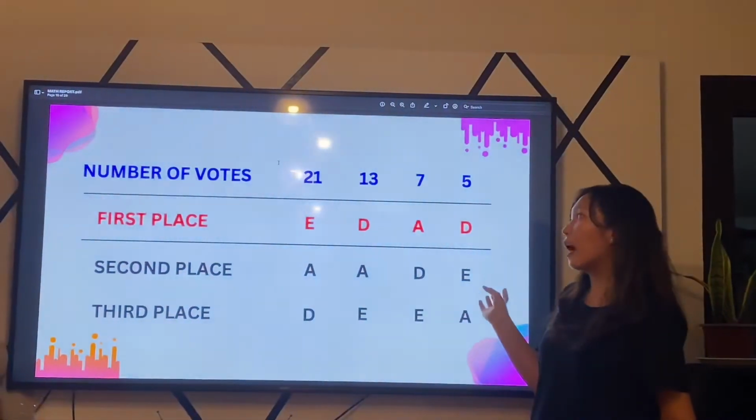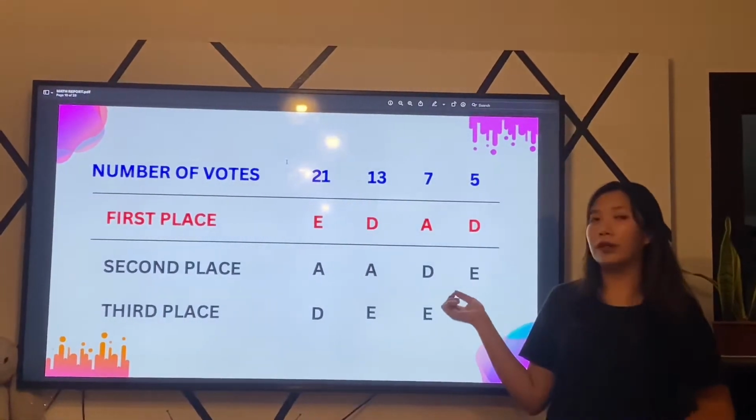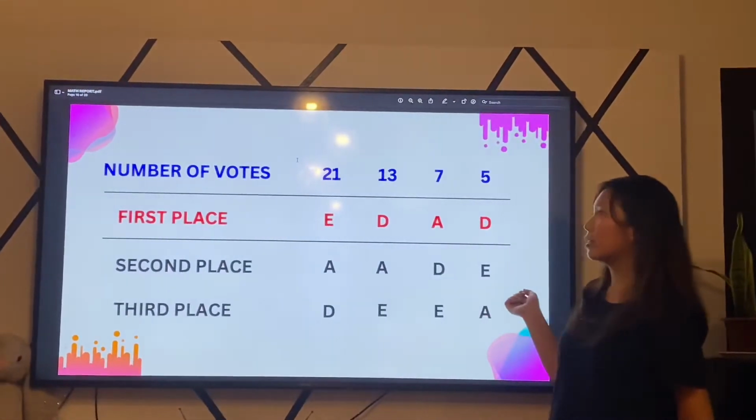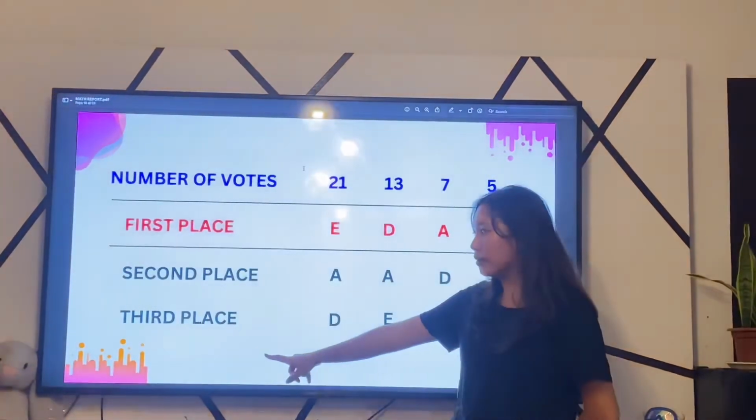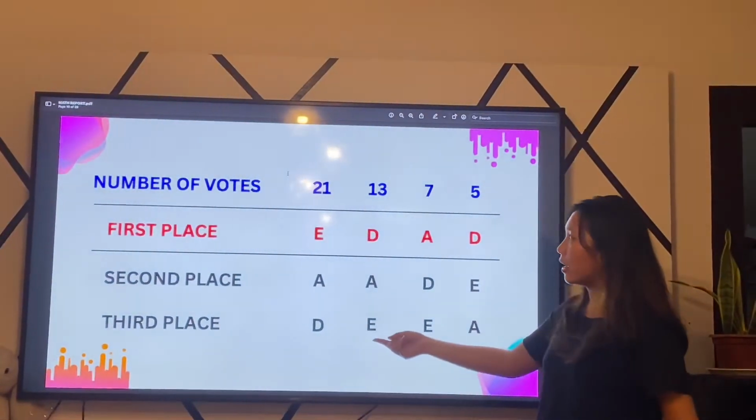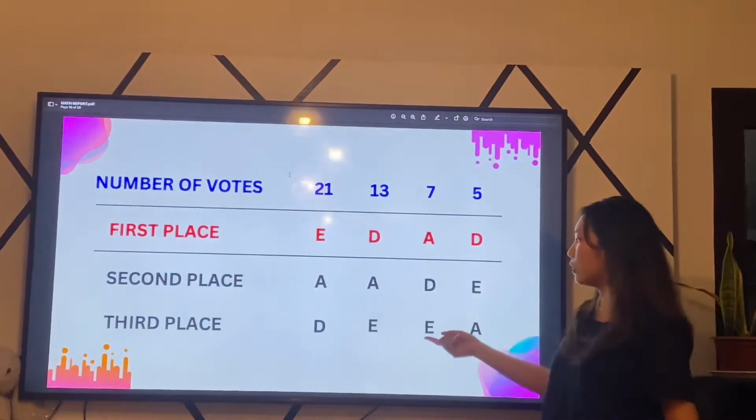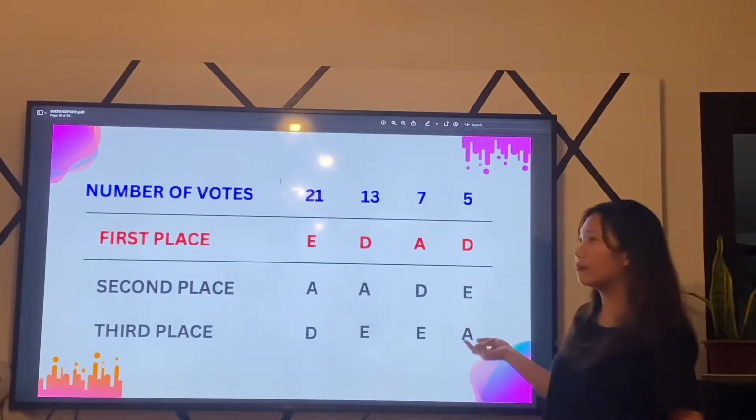Again, E stands for entree, D stands for dessert, and A stands for appetizer. First, let's start with the third place. For the 21 votes, dessert. For the 13 votes, entree. For the 7 votes, entree again. And for the 5 votes, appetizer.